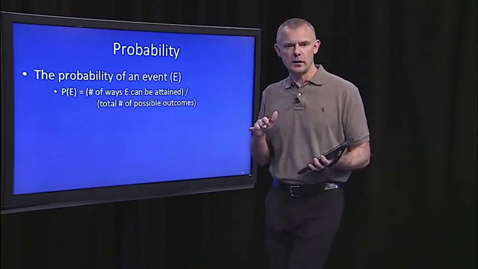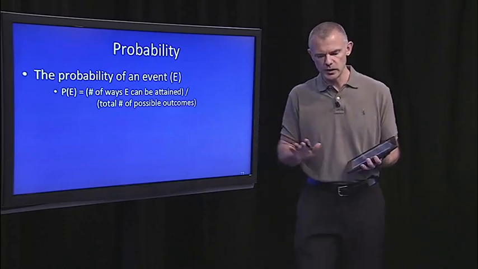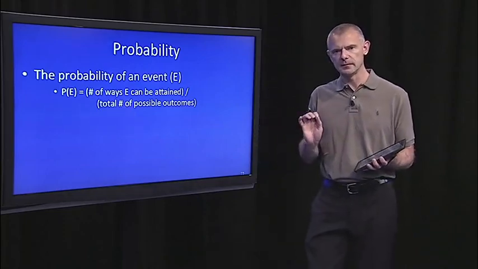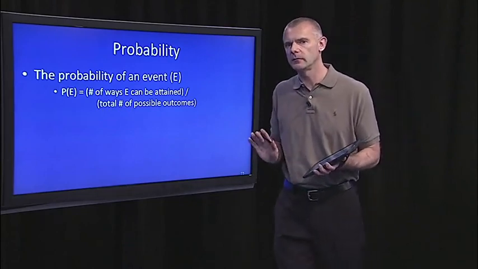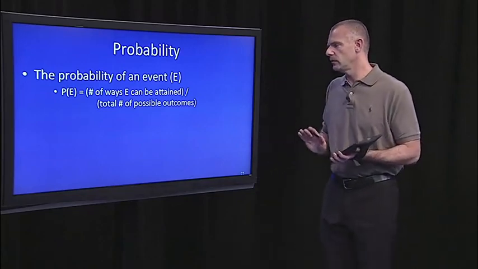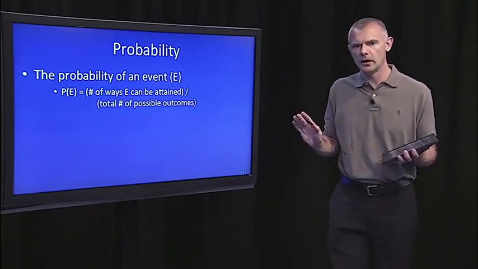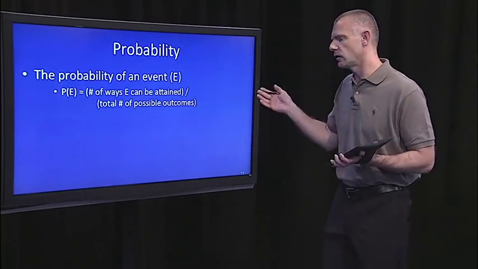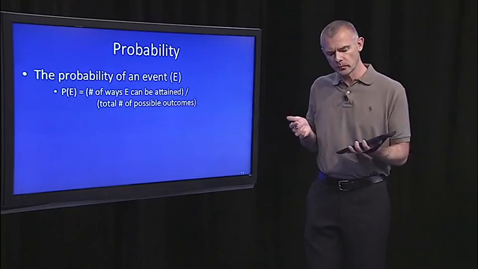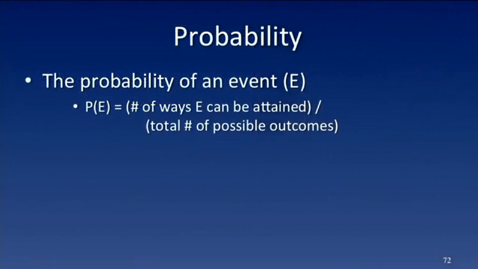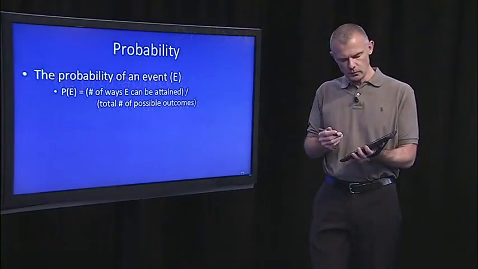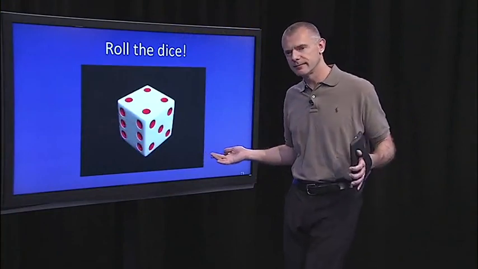I want to introduce the idea of probability here in a very, very basic way. We're just going to skim probability theory for now. Let's look at the probability of an event happening. We could characterize that as P of E. The probability of an event happening is the number of ways that event can be attained divided by the total number of possible outcomes.